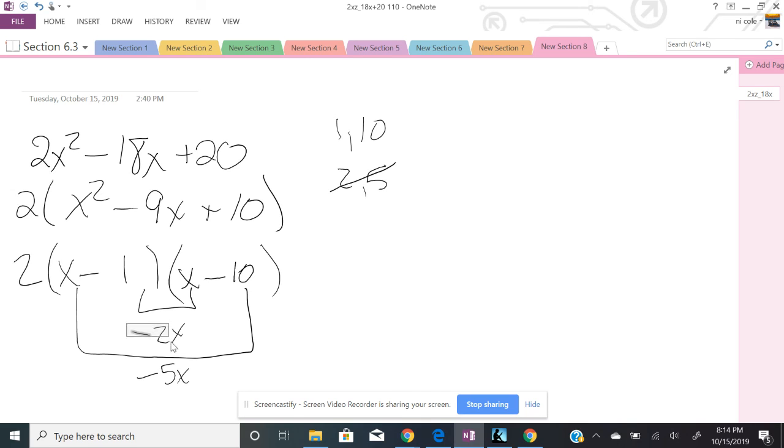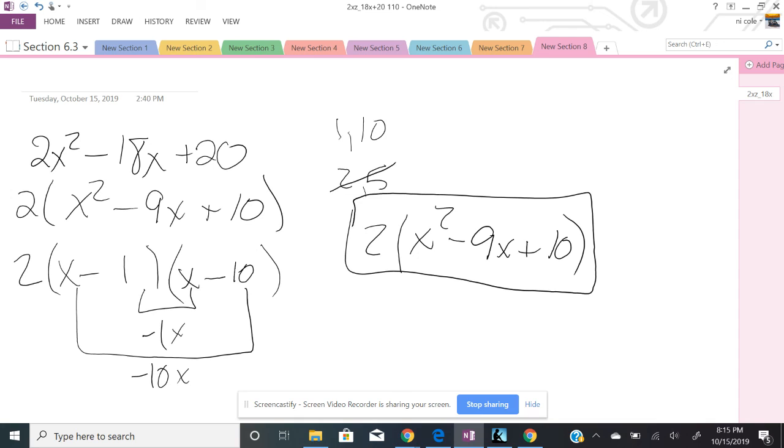So negative 1 times x gives me negative 1x, and x times negative 10 gives me negative 10x. All right, so I am going to sum this up, and that gives me negative 11x, which is not my negative 9x. Okay, so some of you are going to go and click, this is prime. The answer is it's not prime. You factored out the greatest common factor, and x squared minus 9x plus 10 does not make it prime. It just means that this here is the solution set.